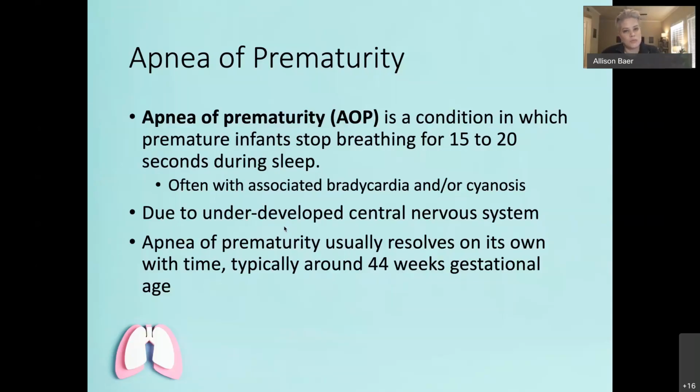So it's a condition where they stop breathing for 15 to 20 seconds, usually during sleep, sometimes associated with bradycardia and cyanosis if it's bad enough. And it's because their central nervous system is not developed well enough. That drive to breathe inside their brain is not good enough yet.